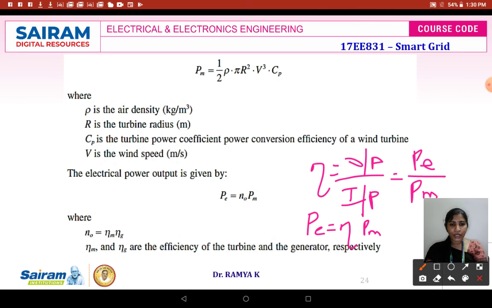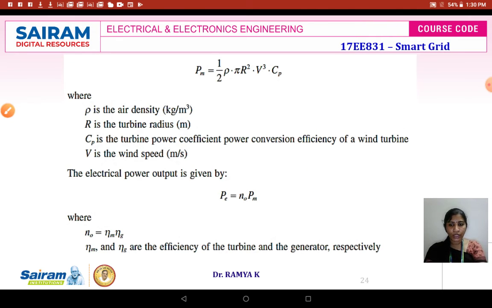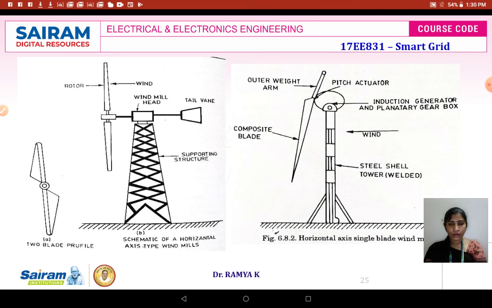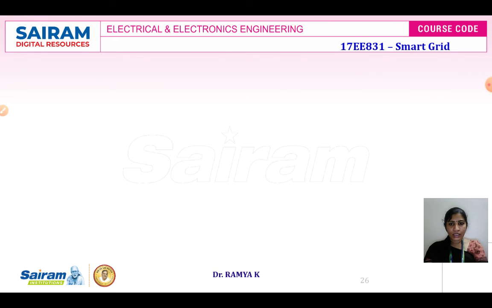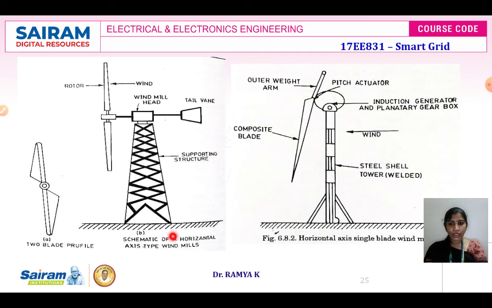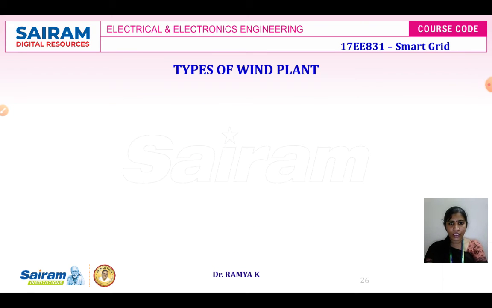Efficiency means it comprises of two things. One is going to be your mechanical efficiency, another one is going to be your generating efficiency. Here the output efficiency will depend upon the turbine efficiency as well as your generating efficiency. And this is a simple schematic arrangement showing the horizontal axis wind machine, and here the horizontal axis wind blade is shown over here.